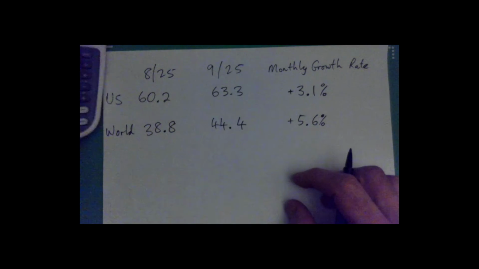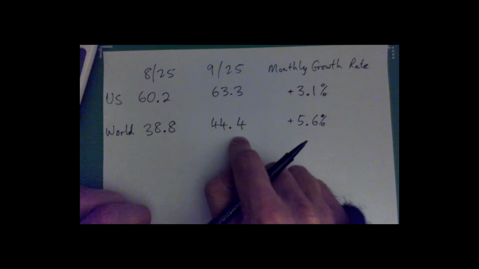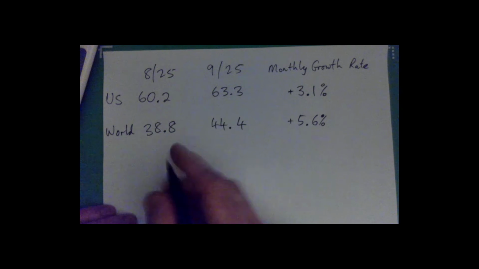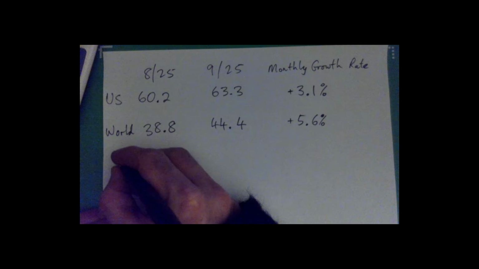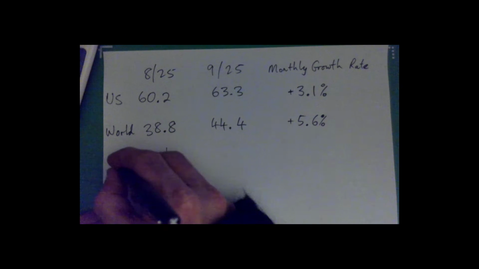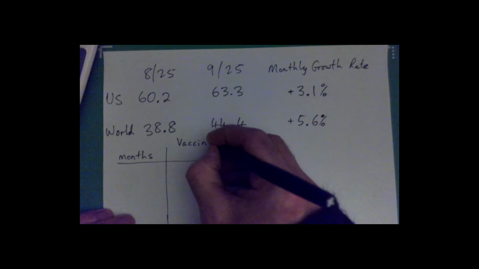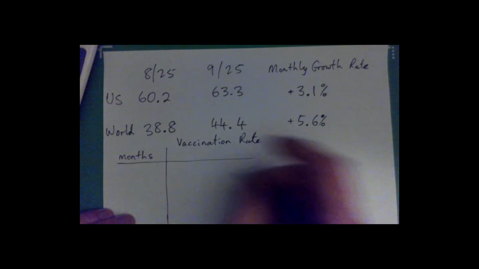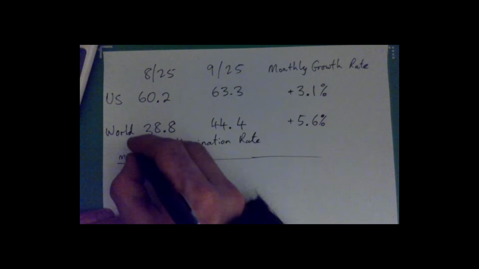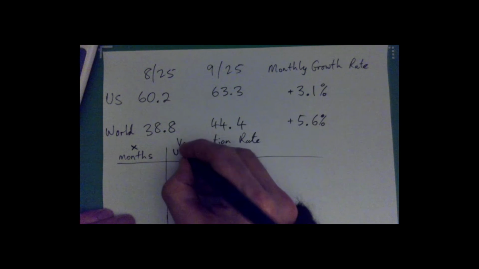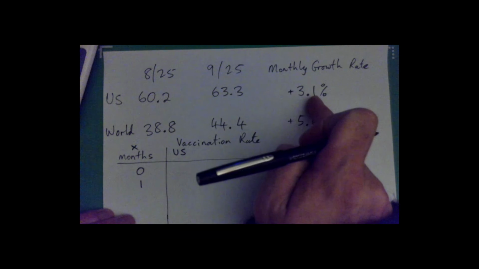So just for fun, we're going to find a linear equation, let's say, for the US, and then a linear equation for the world, right? We kind of think of it this way. So we got months, and we got vaccination rate. We've got the US here. And I guess we'll call months X. And the US now is month 0. And then in 1 month's time, we'll predict that we'll add on another 3.1%, right?